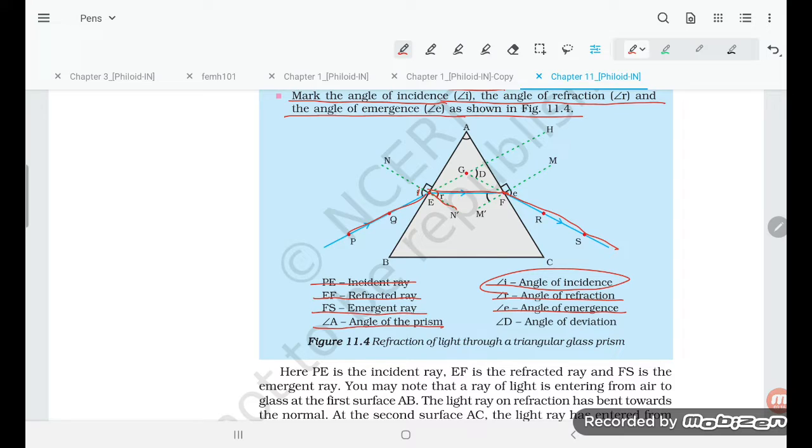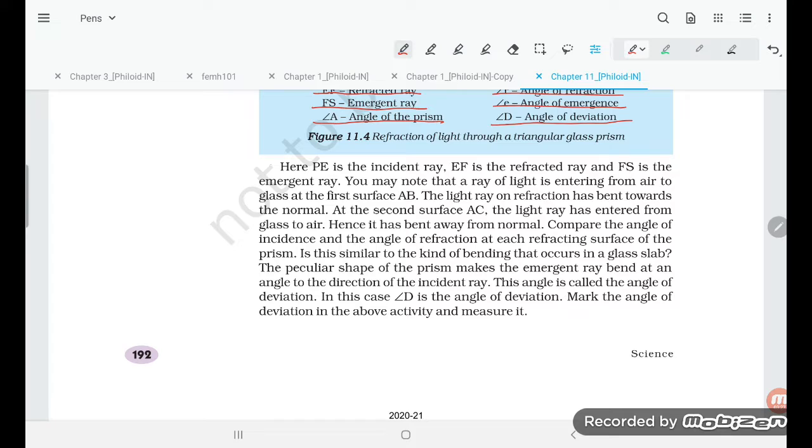Angle A is the angle of the prism. Okay, this is the angle of prism. D is the angle of deviation. This is the deviation. Here PE is the incident ray, EF is the refracted ray, FS is the emergent ray. You may note that the ray of light is entering from air to glass at the first surface AB. The light ray on refraction bends towards the normal. At the second surface AC, the light ray has entered from glass to air, hence it bends away from the normal.